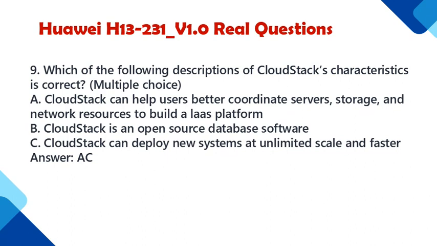9. Which of the following descriptions of CloudStack's characteristics is correct? Multiple choice. A. CloudStack can help users better coordinate servers, storage, and network resources to build an IaaS platform. B. CloudStack is an open-source database software. C. CloudStack can deploy new systems at unlimited scale and faster. Answer. AC.